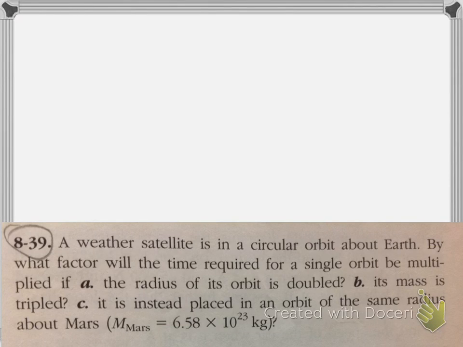So whether a satellite is orbiting the Earth, what factor will the time required for a single orbit be multiplied by if the radius of the orbit is doubled? Okay, so the satellite's going around the Earth. If you double the radius, assuming the velocity stays the same, what do you do to the circumference?